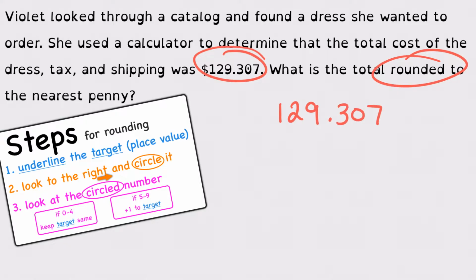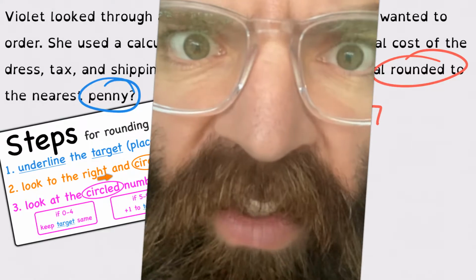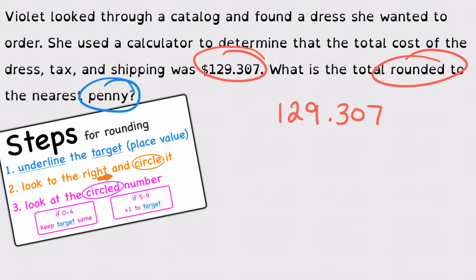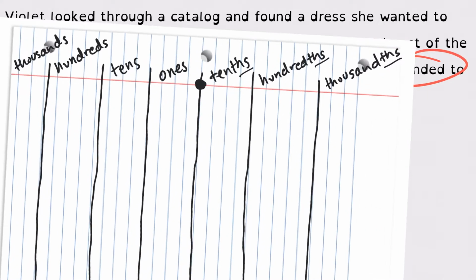Now let's look for where we're supposed to be rounding to, what our target's going to be. So back here in the question, it said, what is the total rounded to the nearest penny? That means the penny is going to be where we're rounding to, the pennies place. Wait a second, there's not a pennies place. Well, actually, there is a pennies place. Let's think about our place value chart.